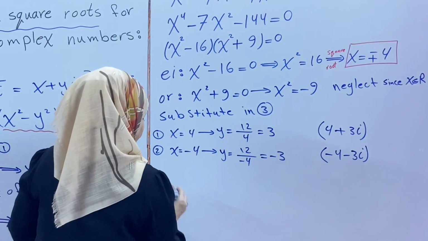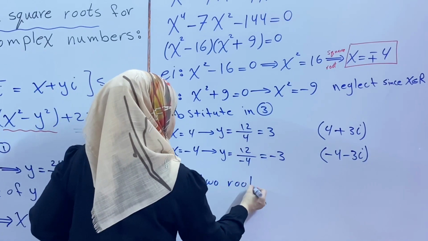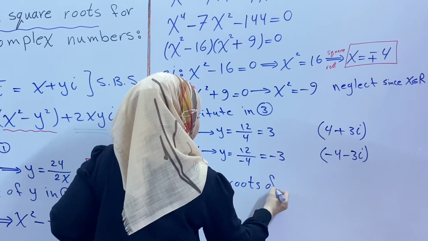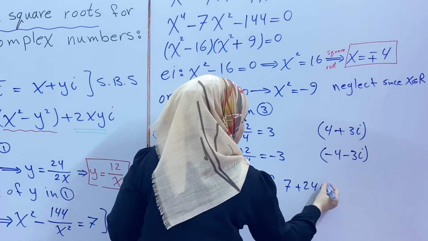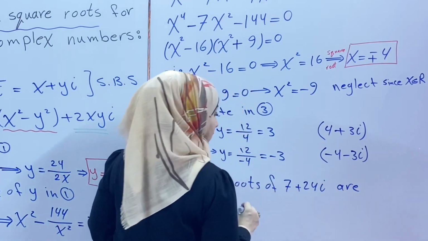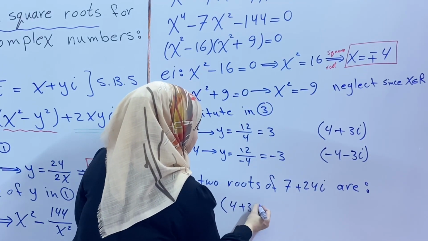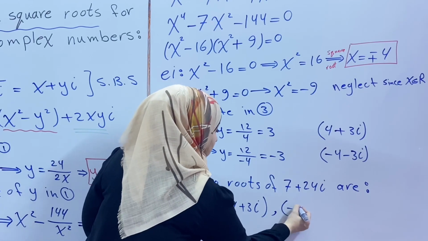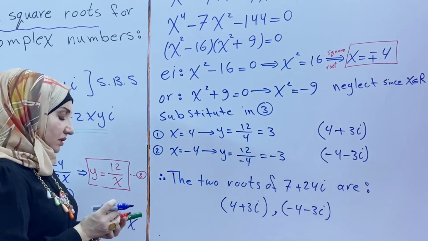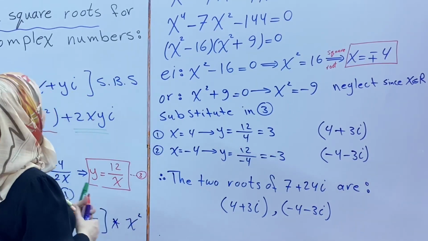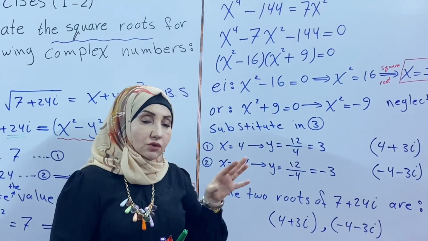So the two roots of the complex number 7 plus 24i are: the first root 4 plus 3i and the second root negative 4 minus 3i. So I will say also, because in the question it didn't say find the set of solution or solve.